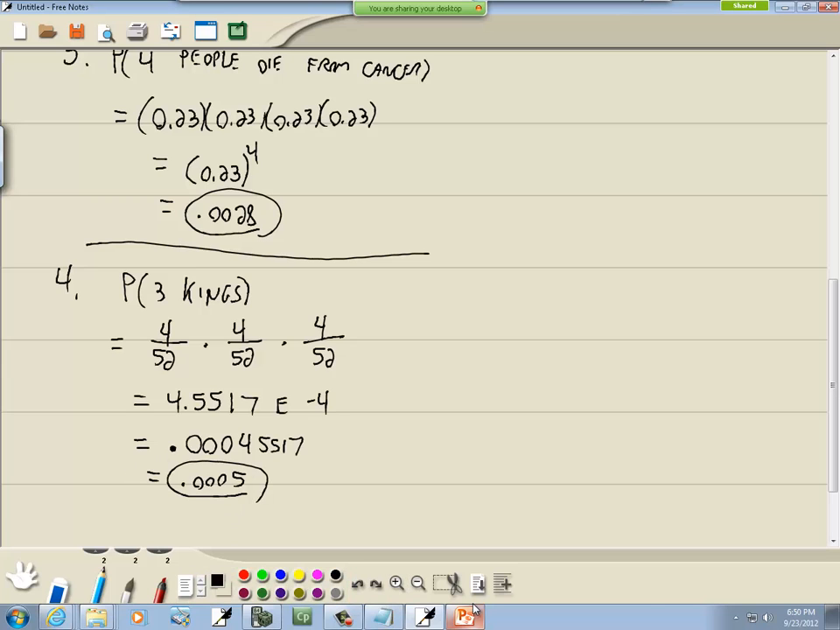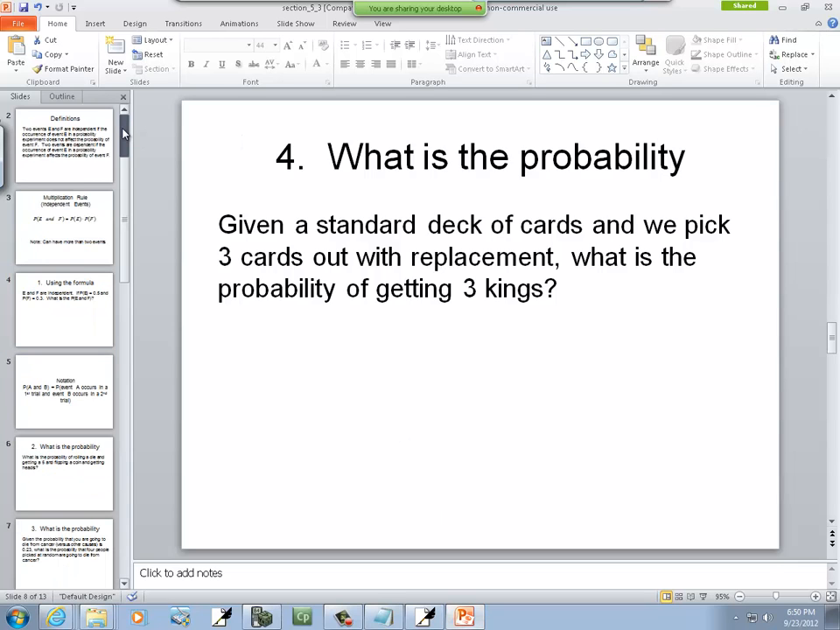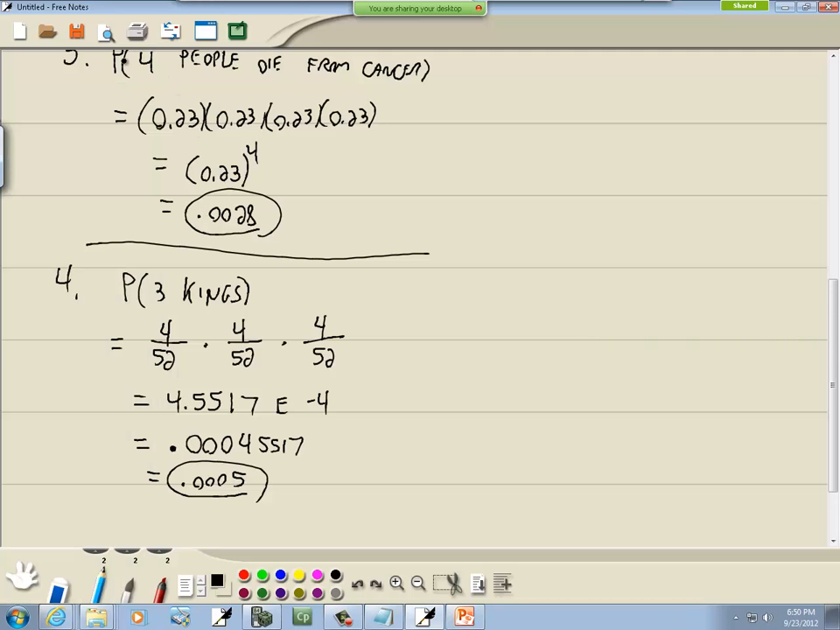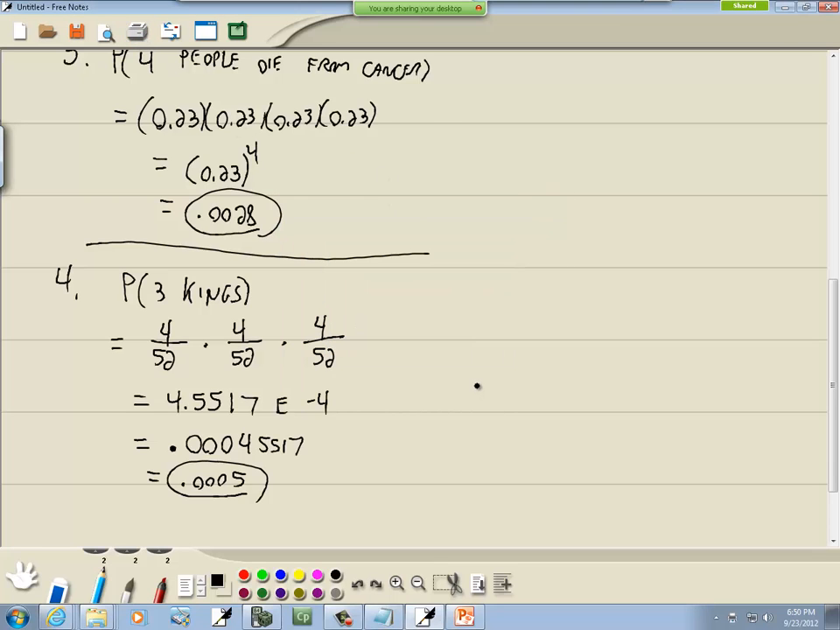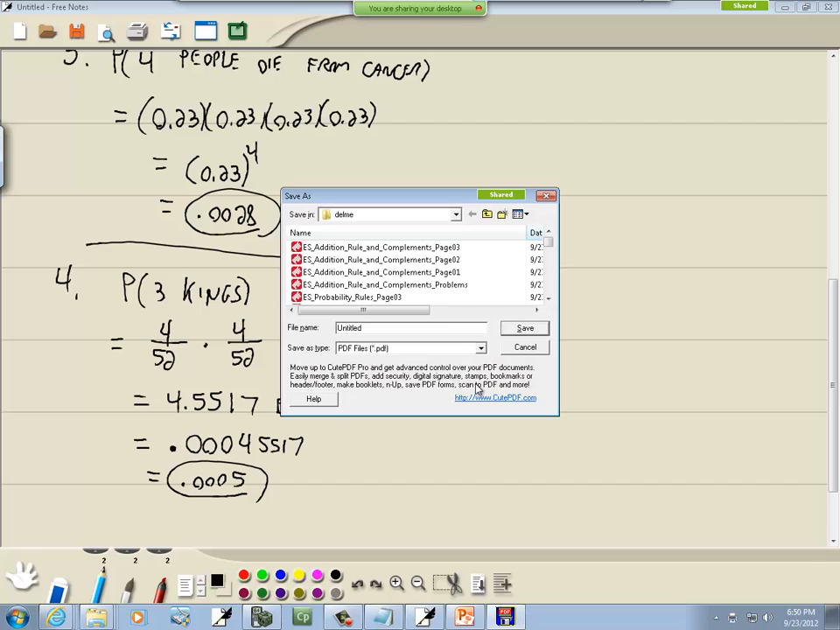Let me save this. What is this called? Independence and the multiplication rule. Page 01.pdf. There we go.